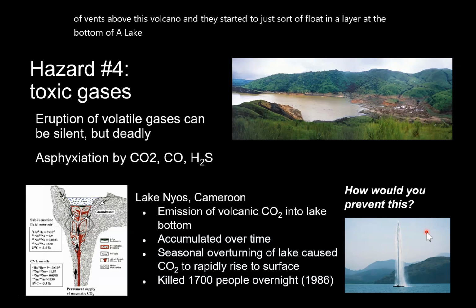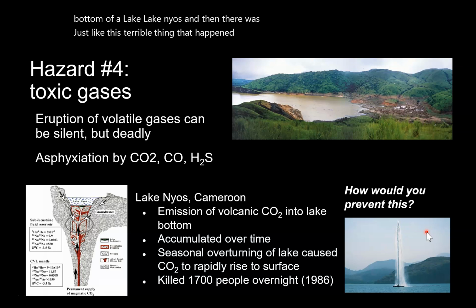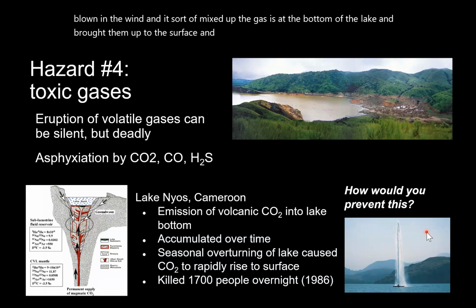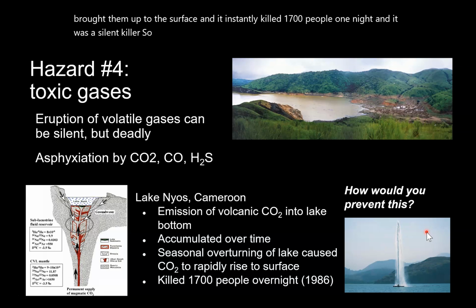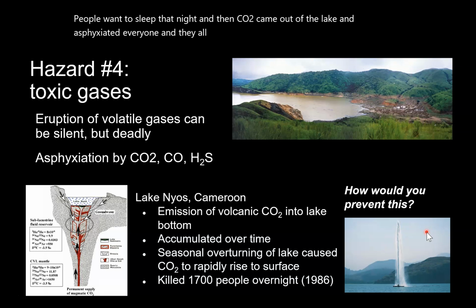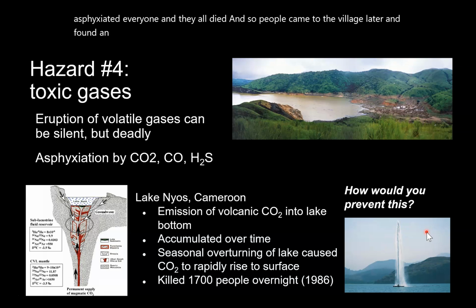And then there was this terrible thing that happened where the lake got mixed, right? It got blown in the wind, and it sort of mixed up the gases at the bottom of the lake and brought them up to the surface. And it instantly killed 1,700 people one night. And it was a silent killer. People went to sleep that night, and then CO2 came out of the lake and asphyxiated everyone, and they all died. People came to the village later and found an entire village that had been just devastated by the release of volcanic gases.